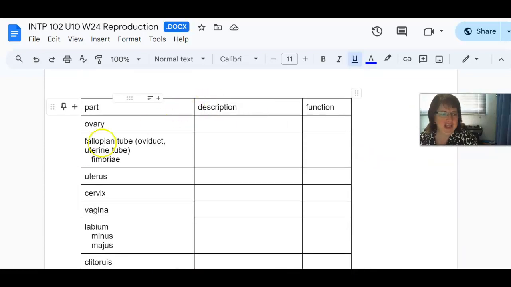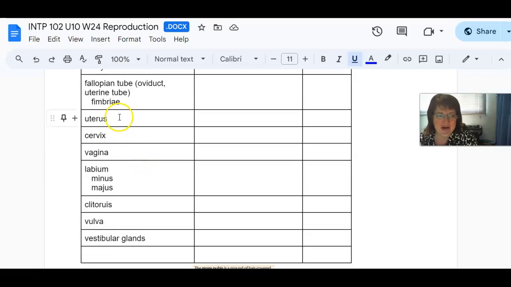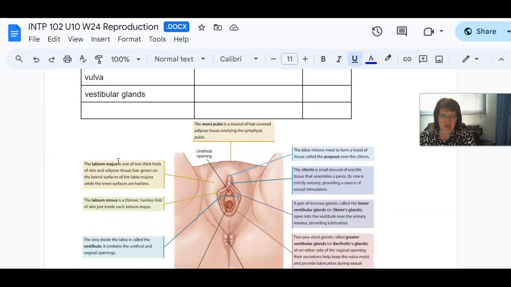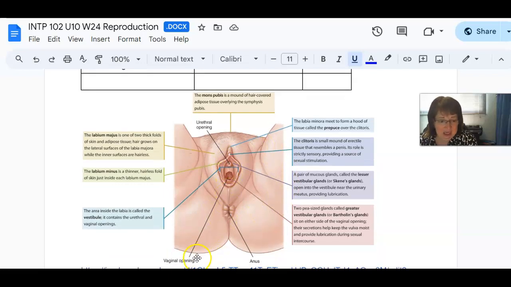So we've got the internal, or the main parts, the uterus, the cervix at the bottom. Now let's look at some other terms. The labia, which are basically the lips, the clitoris, the vulva, and the vestibular glands. So the vulva is the whole external area. And the vulva goes right from the top, well, underneath the lips, basically.